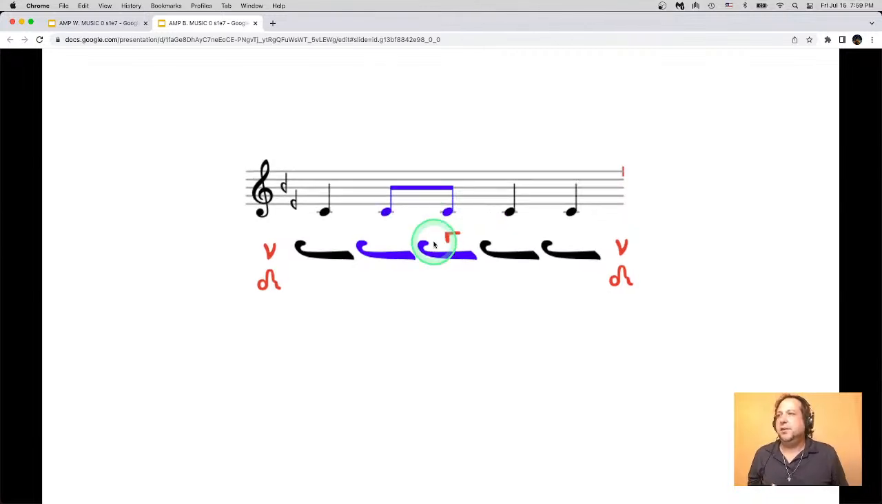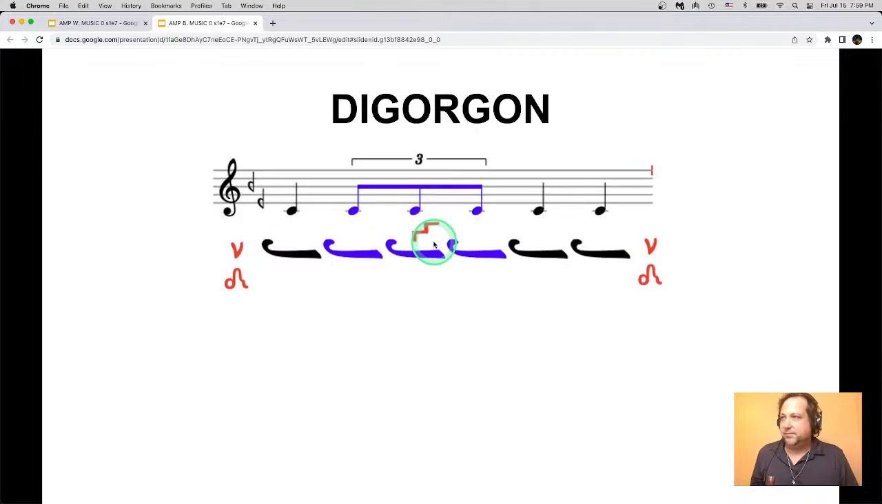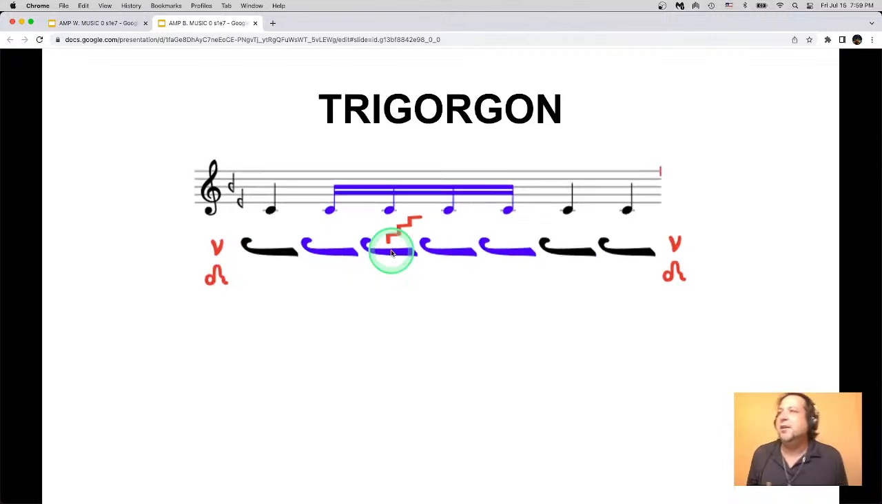You put it here, right? Digorgon combines 3 into one beat, but it again is only on the second note of the group. So you fit 3 notes into one beat. Trigorgon, you fit 4. Right?